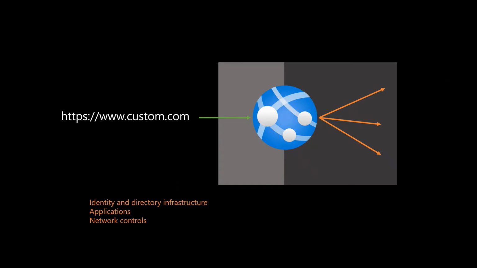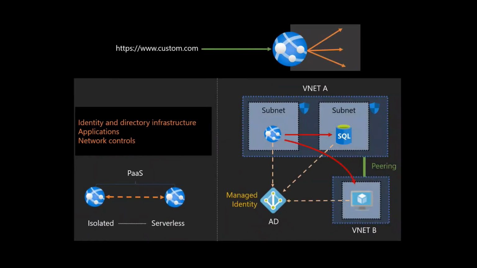On the outbound side, you can integrate the application into a network of your choice, just as you would on-prem. Depending on how much isolation you want, you can deploy your app service into an isolated instance or into a serverless option. Serverless doesn't really mean there's no server. It just means that there's some random server located somewhere.